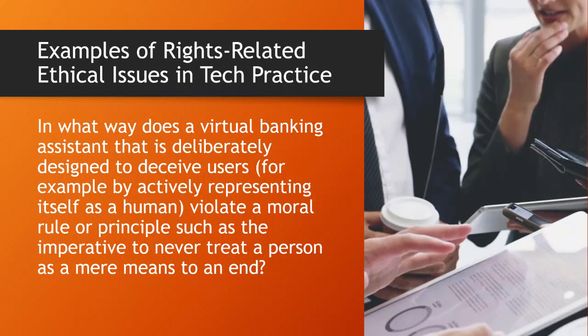Now, an example of a rights-related ethical issue in a tech practice, let's take the case of a virtual banking assistant. In what way does a virtual banking assistant that is deliberately designed to deceive users, for example, by actively representing itself as a human, violate a moral rule or principle such as the imperative to never treat a person as a mere means to an end? So again, this is where you have contacted something online through some other sources and it is being presented as a real human, but it's not. But you think that they are.